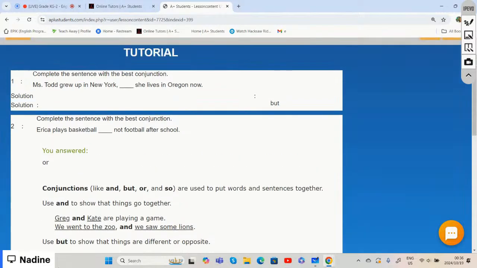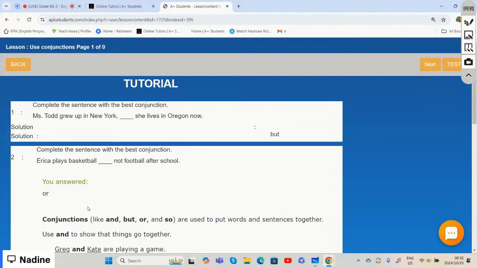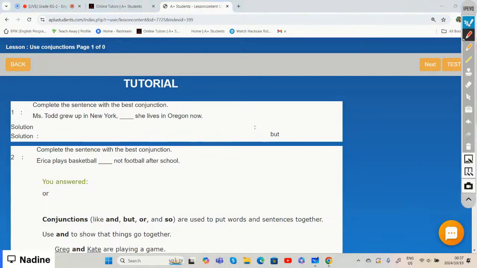And let us look at a few more examples before we continue. It says, Miss Todd grew up in New York. So Miss Todd grew up in New York. And then we can say, but she lives in Oregon.